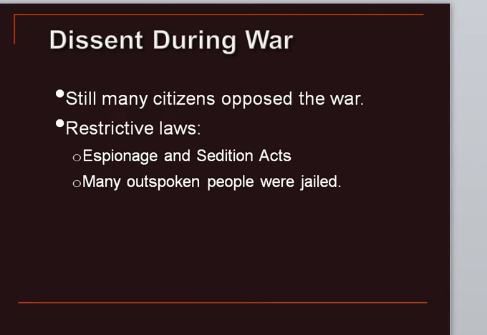But despite the great propaganda, and it was very effective, there were still many citizens who opposed the war. And so it was deemed necessary, for right or wrong, to enact very restrictive laws. And the two main laws that would dissuade opposition to the war were the Espionage and the Sedition Acts. And definitely many outspoken people were jailed.